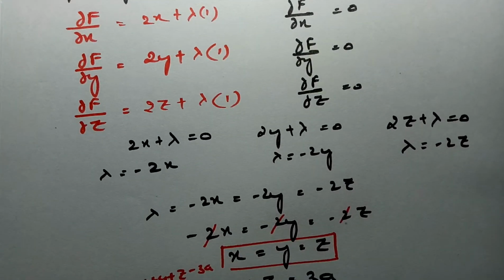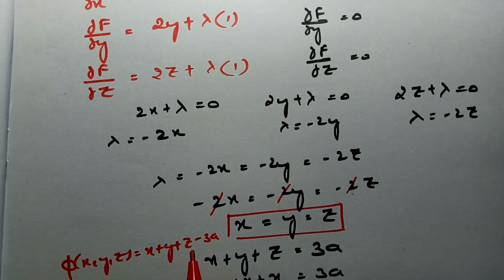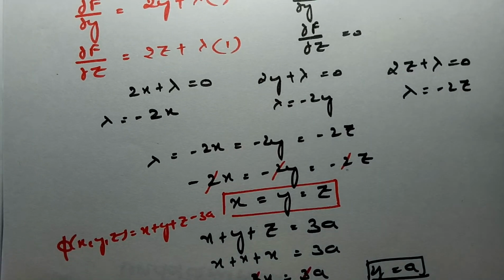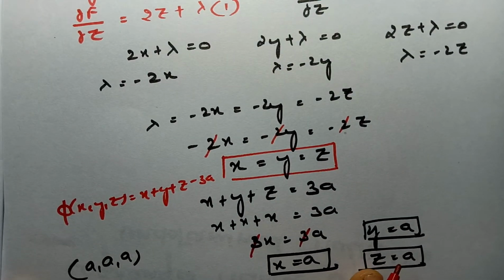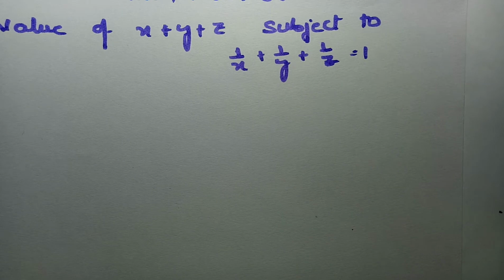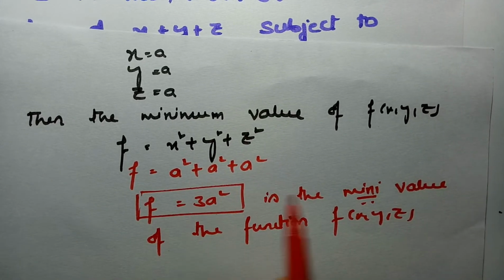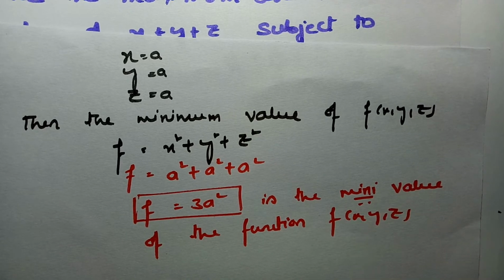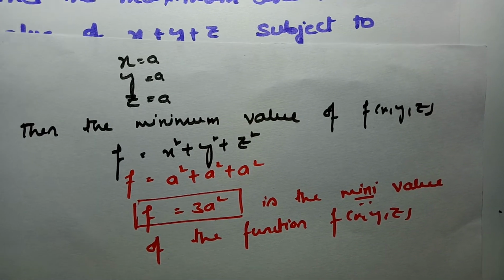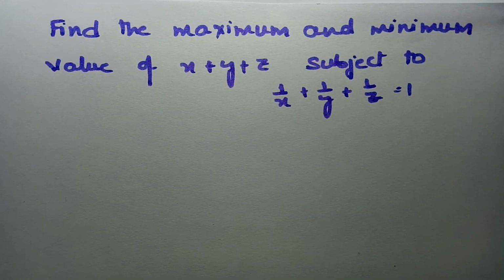And after equating, we got a condition that x is equal to y is equal to z. So we have to substitute in this condition, and I got the value of x as a, y as a, and z as a. So after that, if I substitute the values in the function, then that will be the minimum value. Hope you all understand. If you don't understand this problem, at least you can understand the second problem. If you go through once again, definitely you can understand.